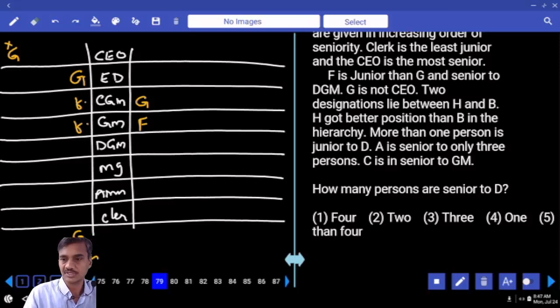Then next one, 2 designations are in between H and B. Now in between H and B, there are exactly 2. And H has a better position than B, so H and B must be like this. And H is above this.